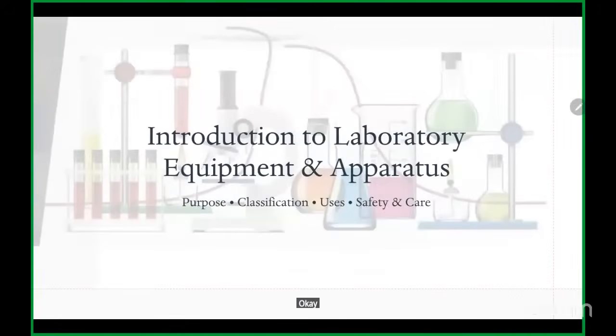Okay. The second section of our discussion today is laboratory equipment and apparatus.